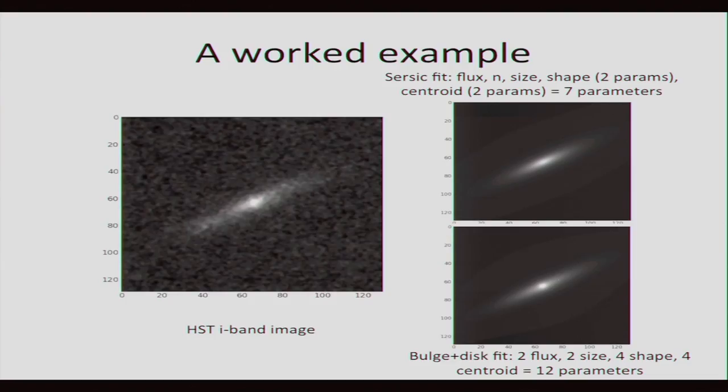So, as an example, I just wanted to show you how some of this can work in practice. Starting from an image from the Hubble Space Telescope, this is an I-band image of a galaxy, and just showing you how some model fitting can work. And I just realized I keep saying Sersic profile, and I didn't tell you what a Sersic profile looks like, so I'm going to just write it on the board.